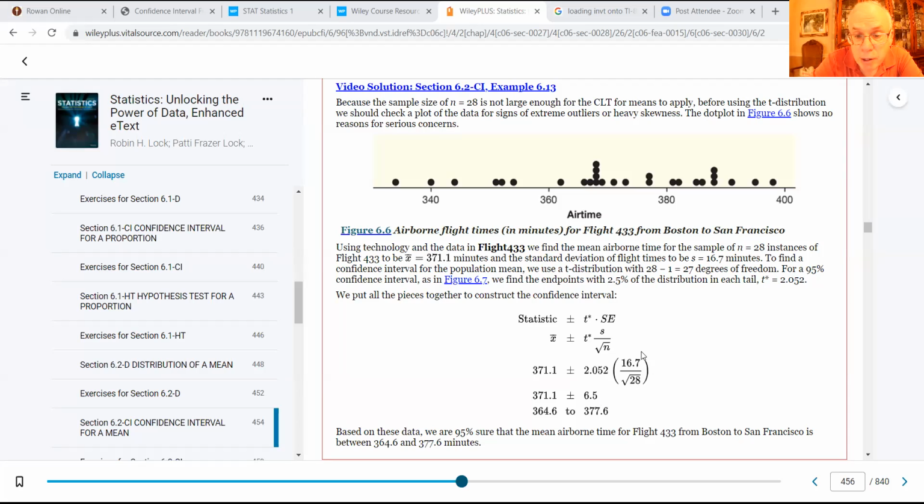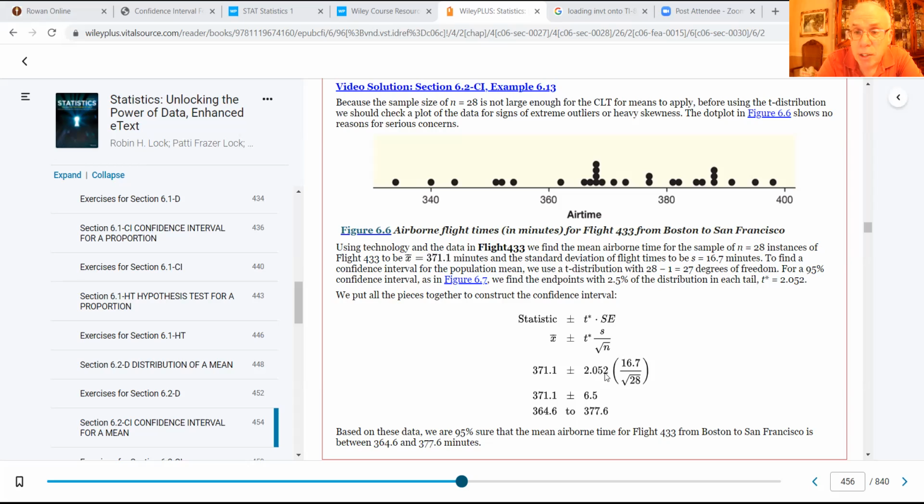If I ask the standard error, it's going to be 16.7 divided by the square root of 28, whatever that number is. That's the standard error. What's the critical value? 2.052. Critical value is that right endpoint of the confidence interval. That's right. It is the right endpoint, either a standard normal Z or a T.